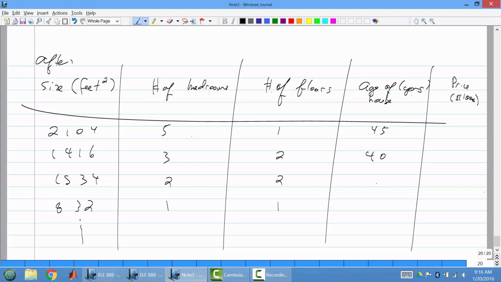I've never heard of a house that had 5 bedrooms and 1 floor. That's a little unheard of. But yeah, I just threw in random numbers. I probably should have double checked these before I put them up. And then we have 460, 232, 315, and 178, and so on.